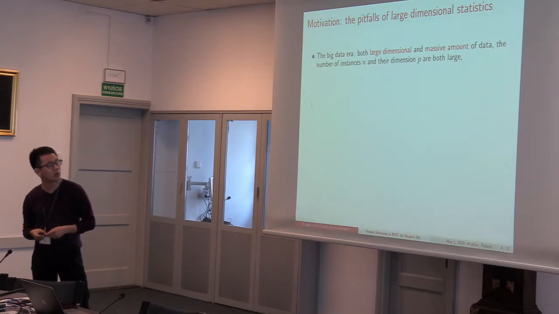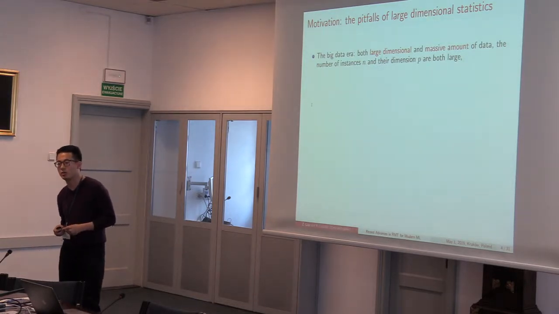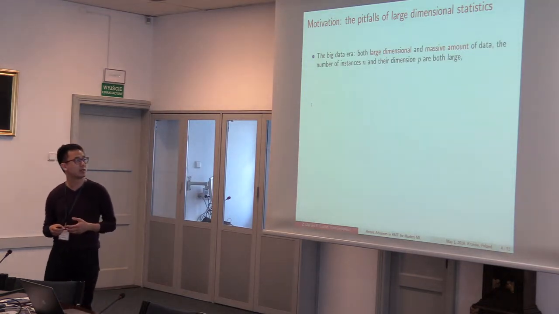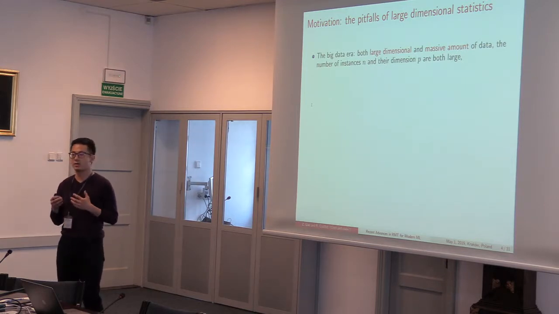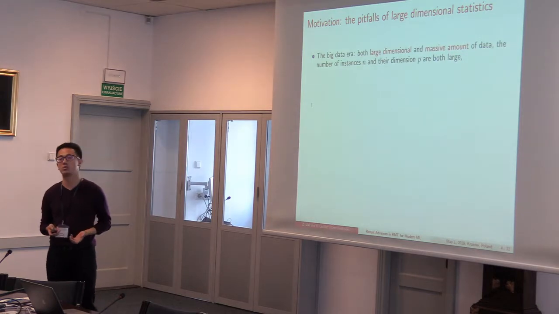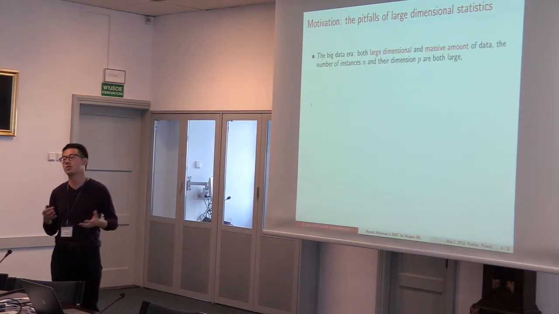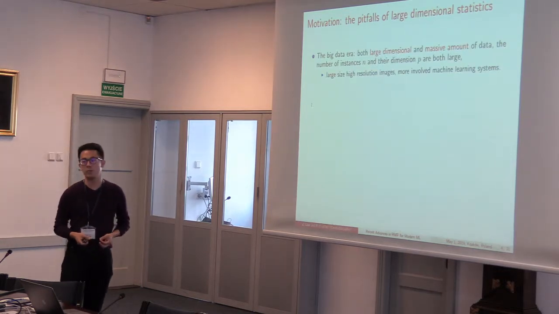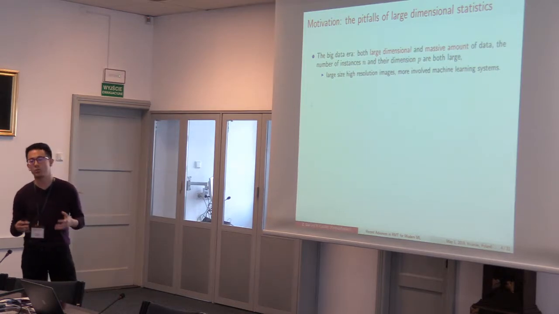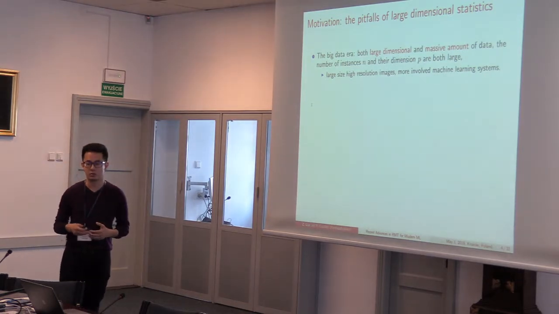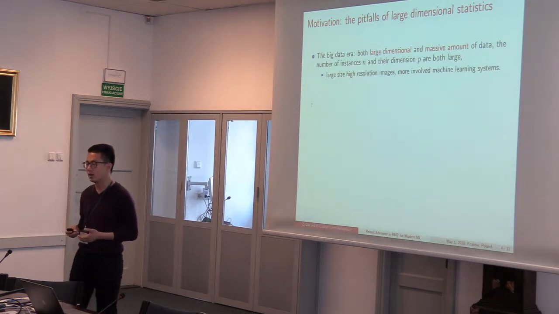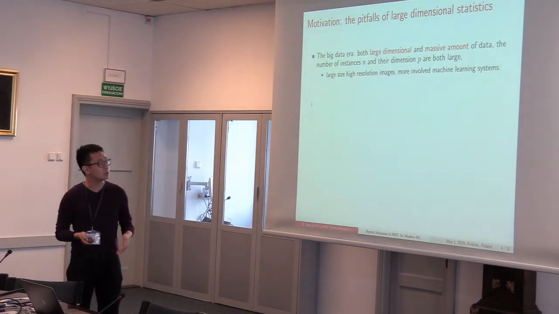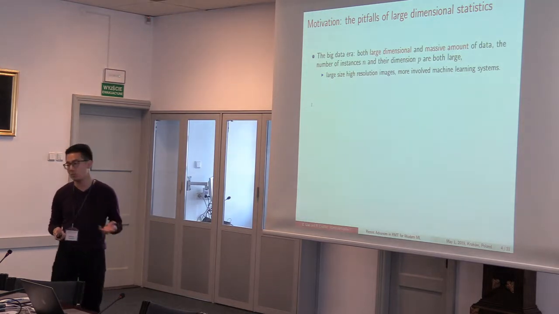We're really in the big data age, and we are trying to handle both large dimensional and a huge number of data. In the sense that we have the number of data n super large, and also their dimension p large, and they are comparably large. For example, we are dealing with large high resolution images, and we are treating them with very involved, complicated machine learning systems, for example, deep neural networks. So we really need to consider that n and p are both large.